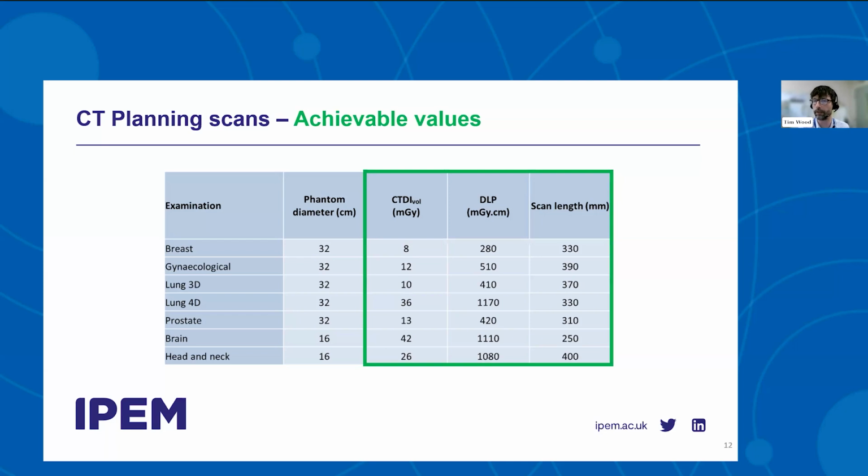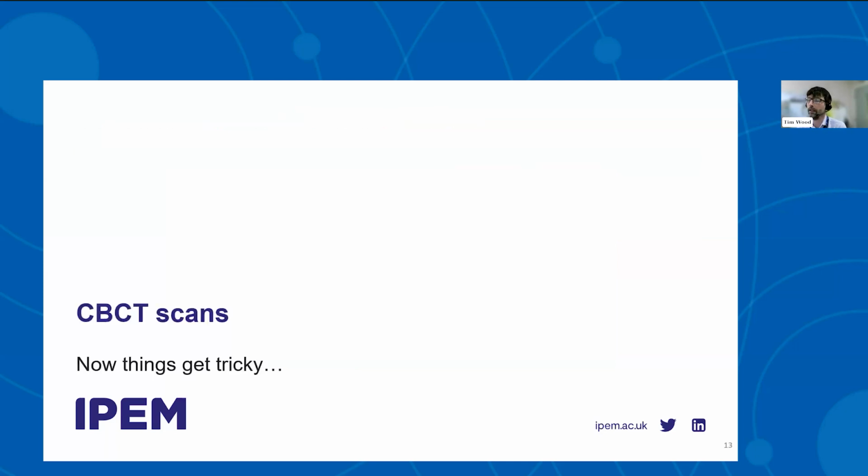We also published achievable values, so the middle of that national distribution as well. So that's the CT side of it. We put that data out there. I'll come back to what's happened since with that.